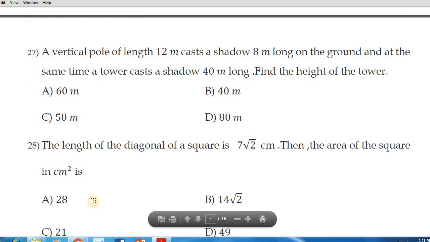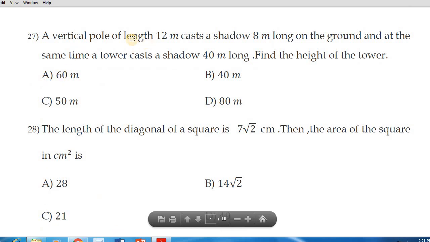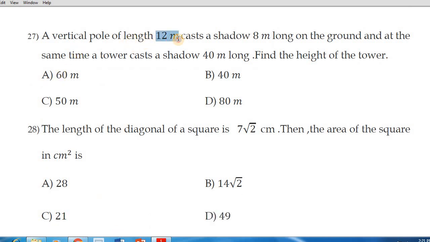Next, let us move on to another problem. A vertical pole of length 12 meter. So the length of the vertical pole is given, and its shadow length is given, that is 8 meter long on the ground. And at the same time, a tower casts a shadow 40 meter long. So the shadow of the tower is given. Find the height of the tower.